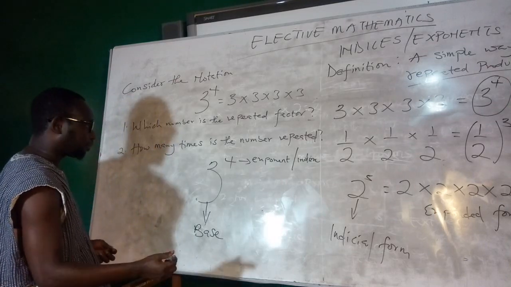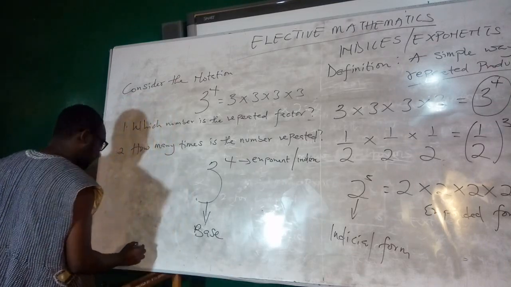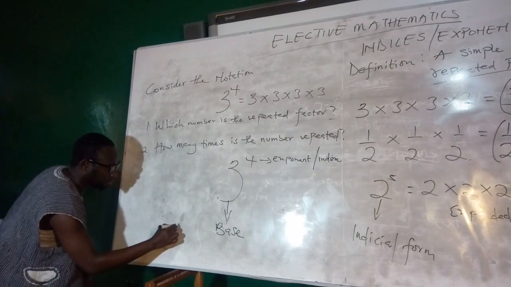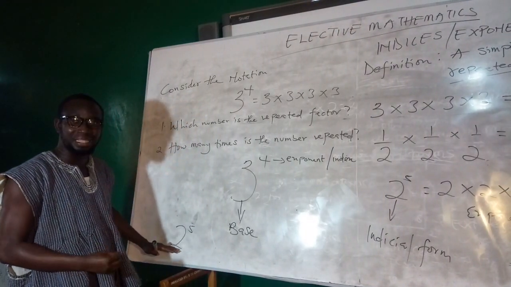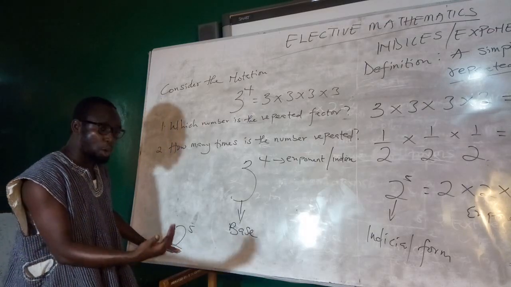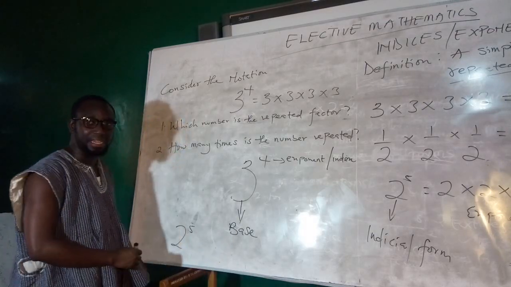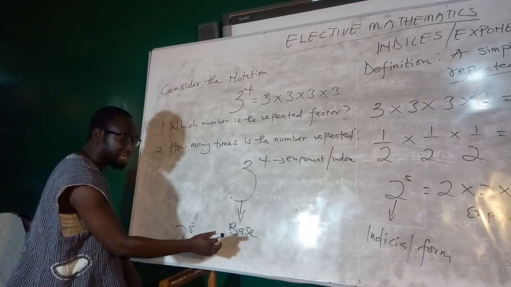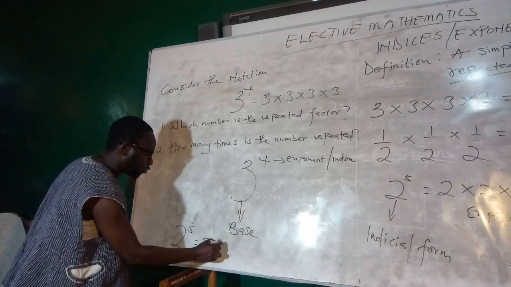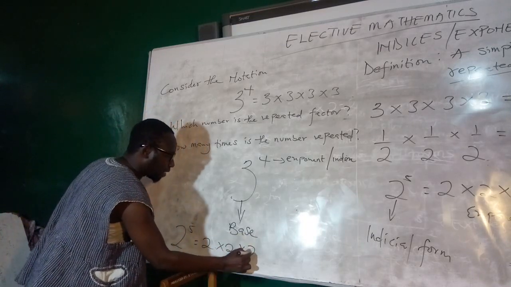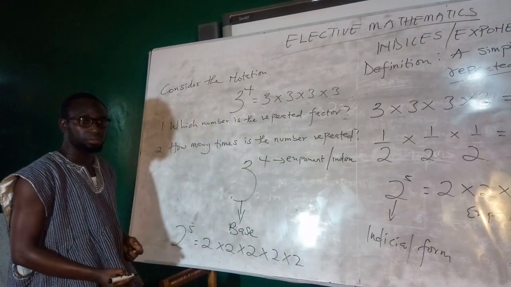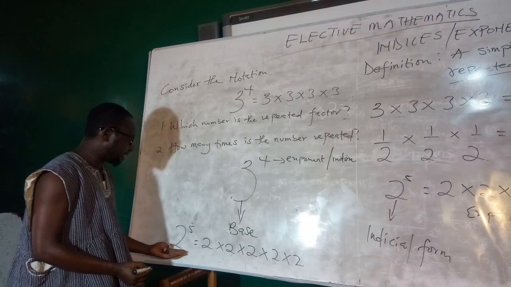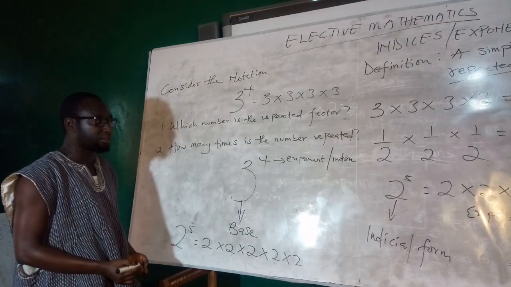Another example, when we write 2 with a superscript of 5, from this we can state that the 2, which is our base, is being multiplied how many times? 5 times. So in writing this in expanded form, you can write this as 2 times 2 times 2 times 2 times 2. So this is the expanded form, and this is the index form.